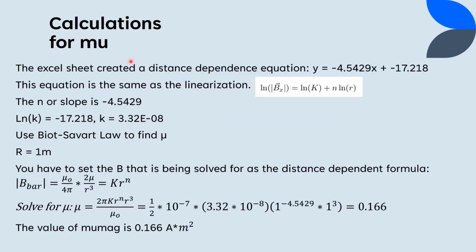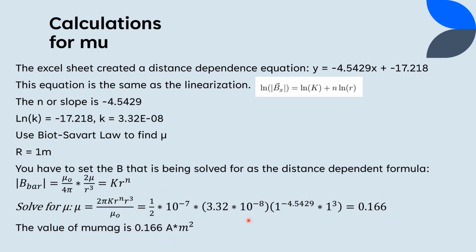These are the calculations for mu using the formulas from the first slide. So the linearization right here gives the slope value, which is negative 4.5429, and the k value, which is k equals 3.32 times 10 to the negative 8. Using r to the negative 1, you get the mu of 0.166 amps times meter squared.